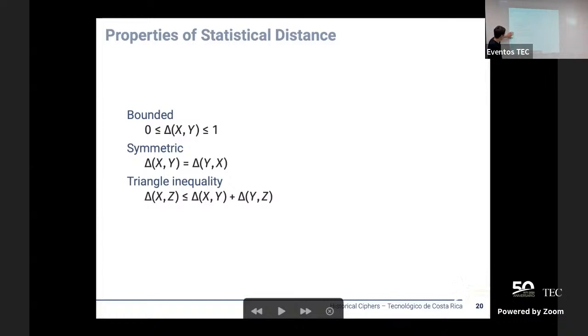And there's also another nice property often seen in math, which is the triangle inequality. So the distance between X and Z is less than or equal to the distance between X and Y plus the distance between Y and Z. So now we have a triangle like this, then this distance and this distance together are always bigger than this distance, or equal.